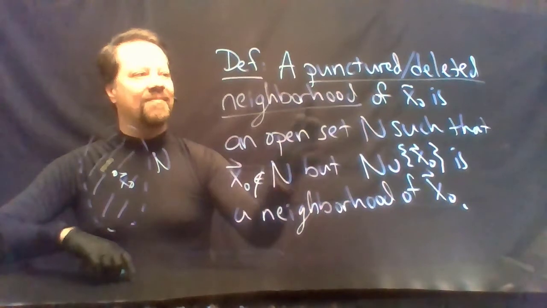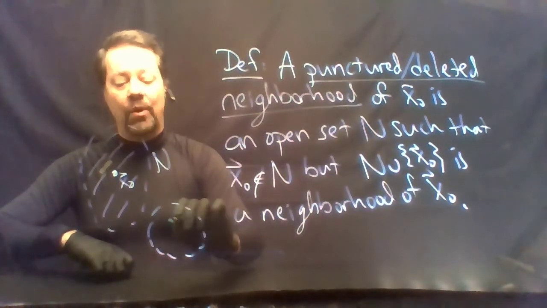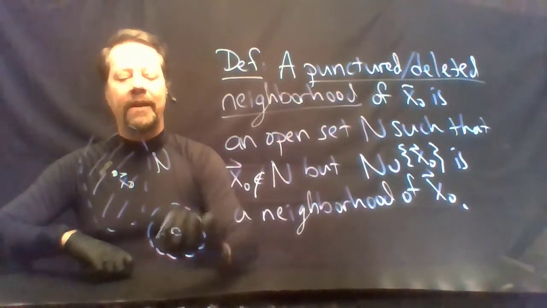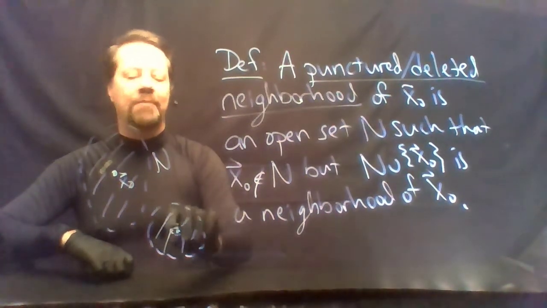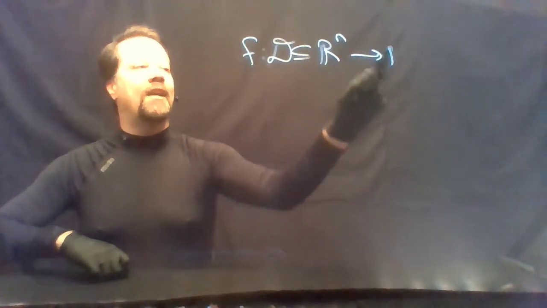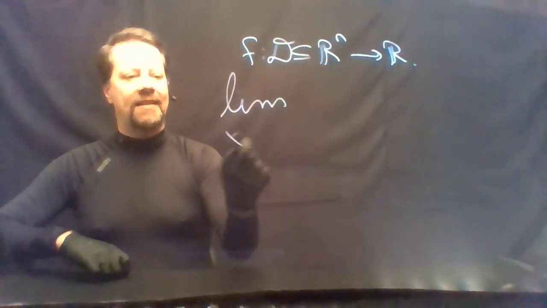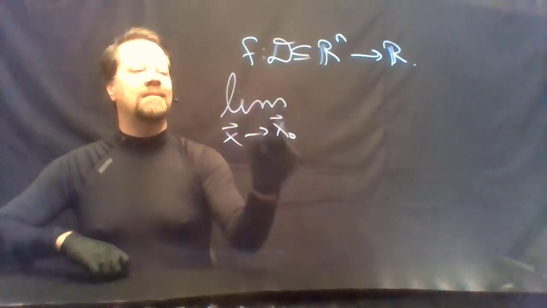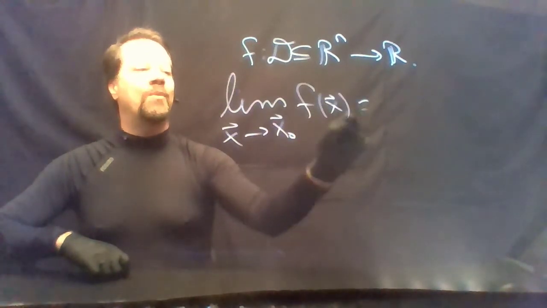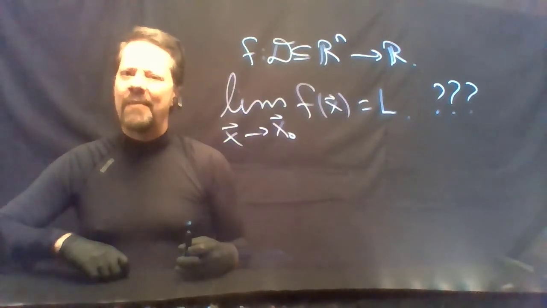Of x naught. So you can see for punctured neighborhoods, they have to be open, but you have to remove the point in question. That ends up being a punctured neighborhood of the point x naught. Now, let's suppose that f maps some domain contained in Rn and outputs in R. What do we mean by the limit as x goes to x naught of f of x equals some limiting value L? What do we mean by this?